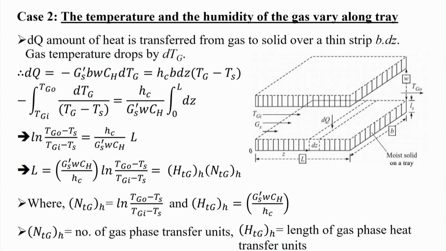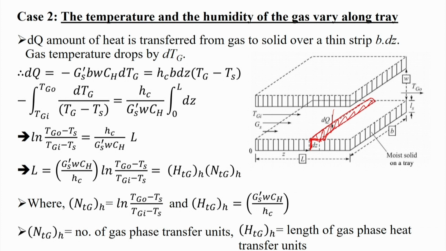So, dq amount of heat is transferred from the gas to the solid over a thin strip of B into dz, because B is this length and dz is this. Through this area, dq amount of heat is entering, and we are taking the combined amount of heat received at this slice.